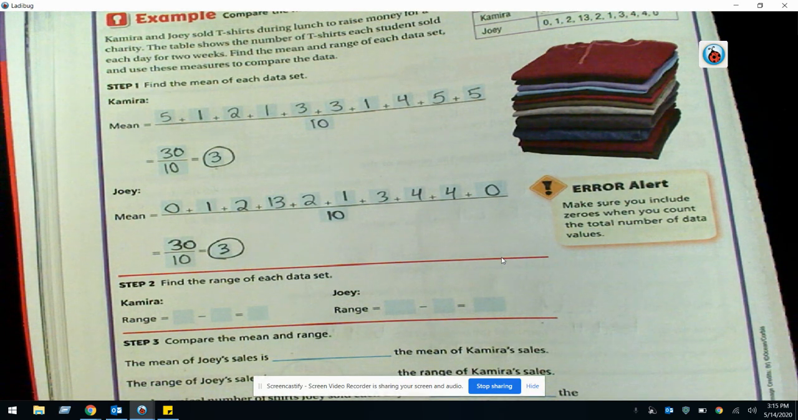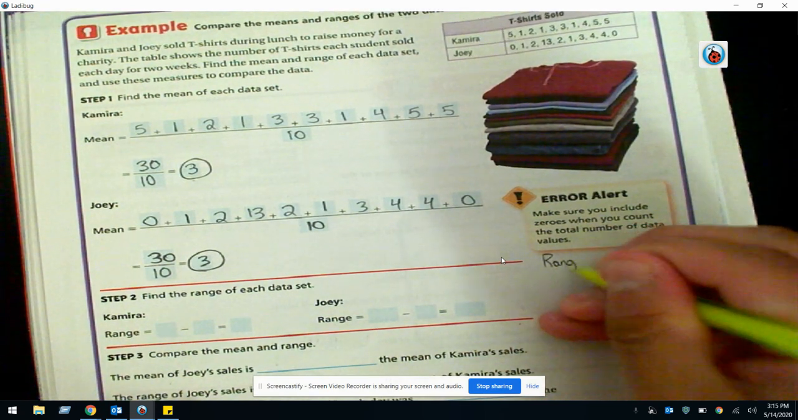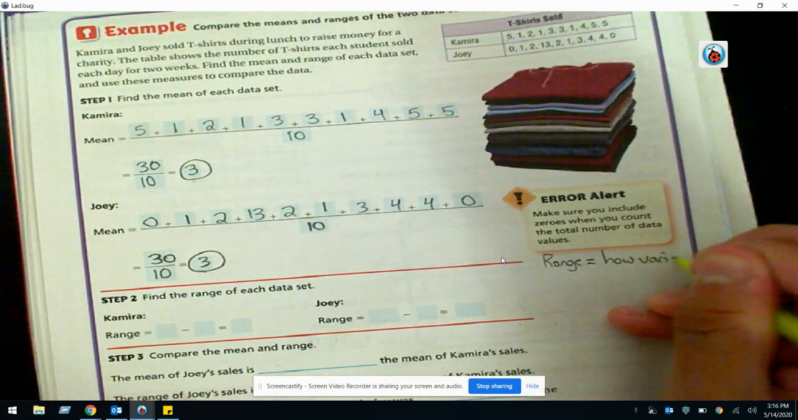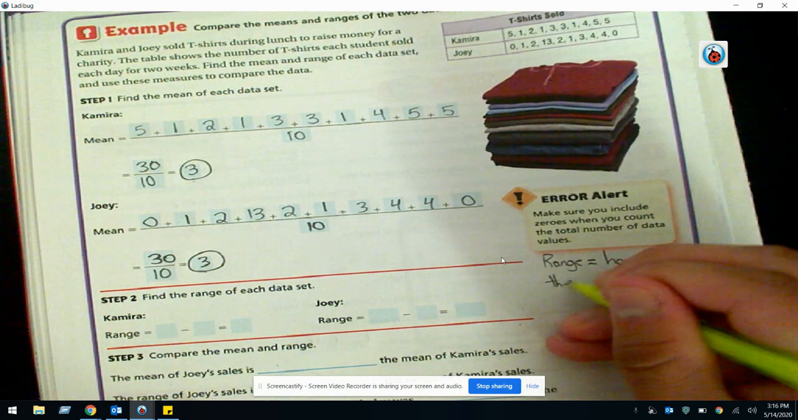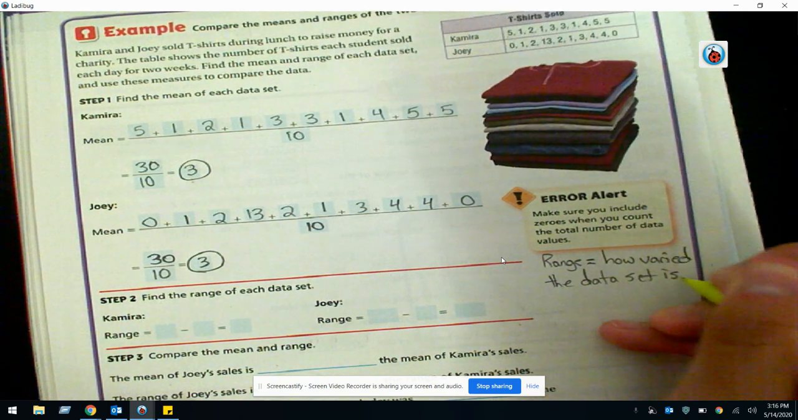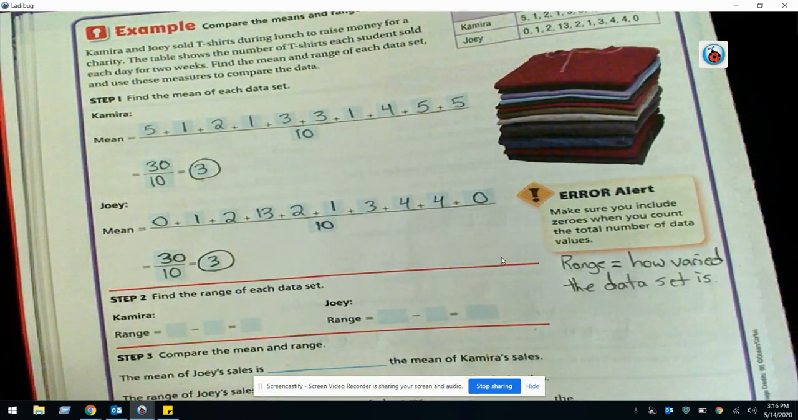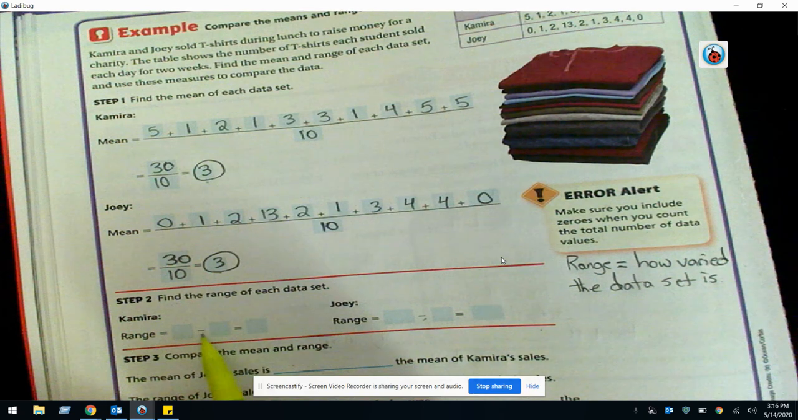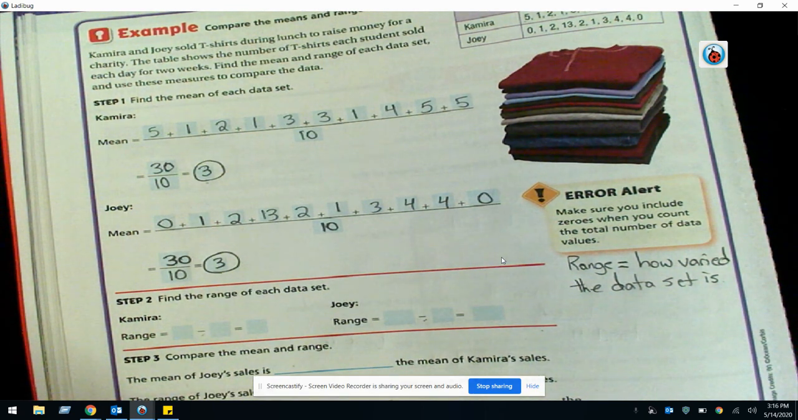Okay, now the range. What you need to understand is that the range tells you how varied the data set is. In order to calculate the range, you're finding the difference, so you're subtracting, as you can see right here. You are going to subtract the minimum from the maximum data value of each data set.